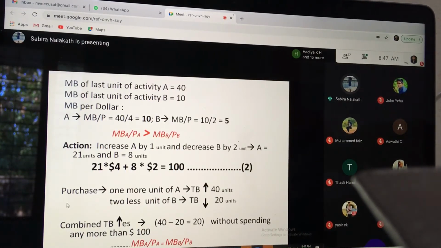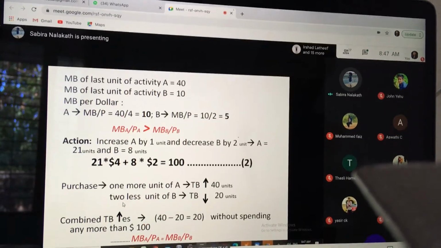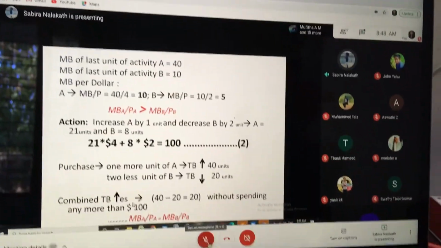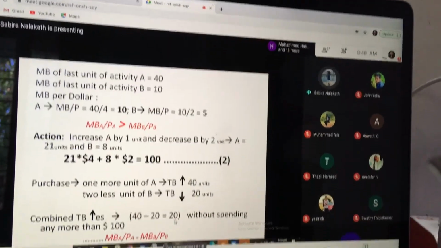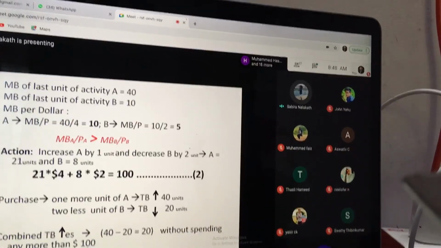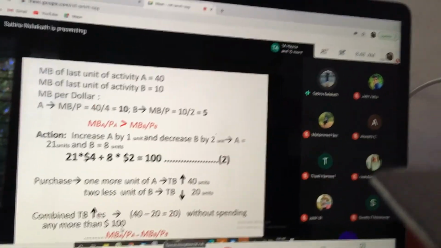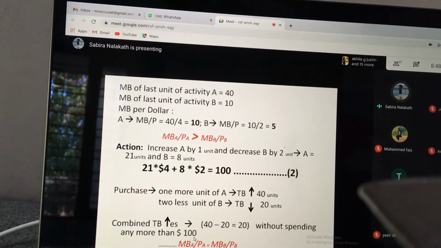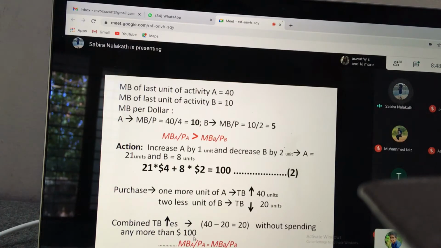And if he purchases 2 fewer units of B, the total benefit will decrease by 20 units. So combined, the total benefit increases by 40 minus 20, that is 20, without spending any more than his budget constraint of $100. And this process will continue. We know that in consumption theory, the total utility will increase as your consumption increases up to a certain point. After that, the total utility will start decreasing. And this is the case here.